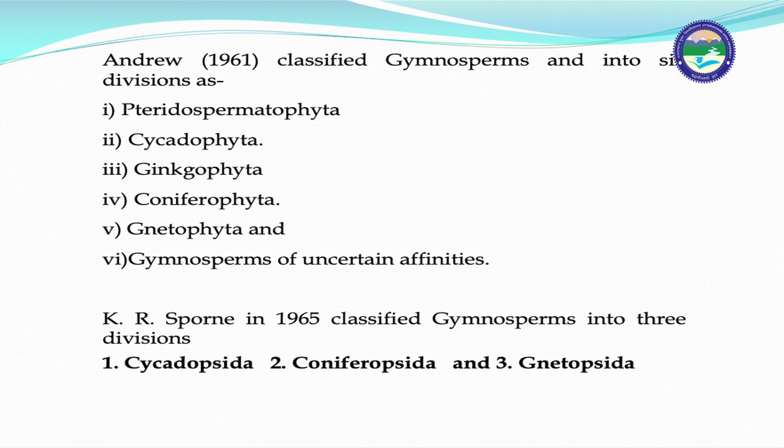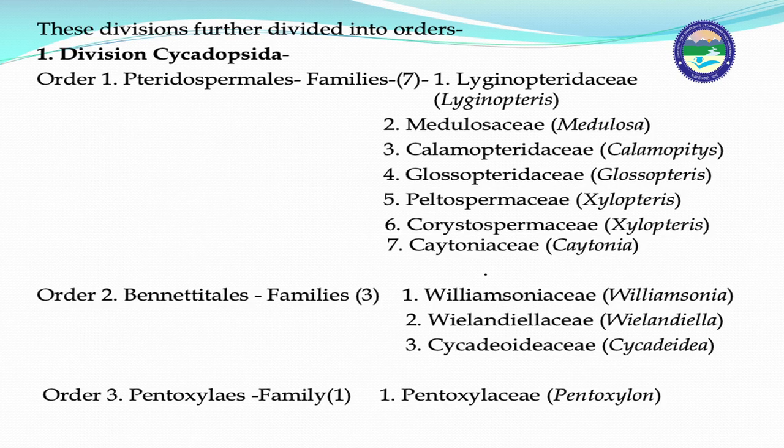After that, Ngo in 1961, another renowned scientist, classified gymnosperm and divided it into six divisions: Pteridospermatophyta, Cycadophyta, Ginkgophyta, Coniferophyta, Gnetophyta, and gymnosperms of uncertain affinities. Again, in 1965, K.R. Sporne classified gymnosperm in his book, namely The Morphology of Gymnosperms, which was based on Pilger and Melchior classification. He divided gymnosperms into three divisions, which are Cycadopsida, Coniferopsida, and Gnetopsida. These divisions are further divided into orders.